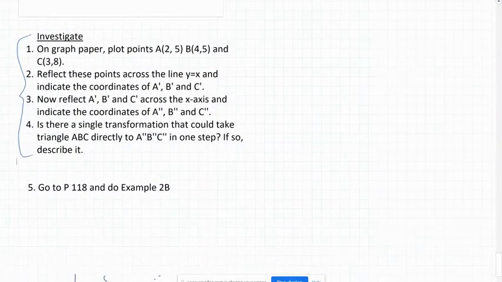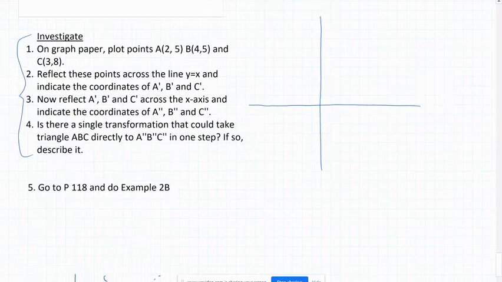Okay, let's go ahead and check and see how you did on this exercise. So if we plot the points 2, 5, point A, point B is at 4, 5, and point C is at 3, 8. So if we connect those points, we get a triangle.